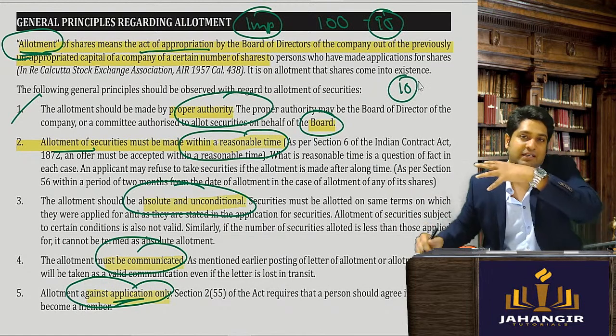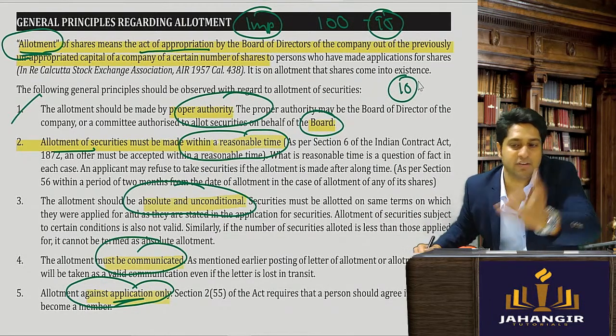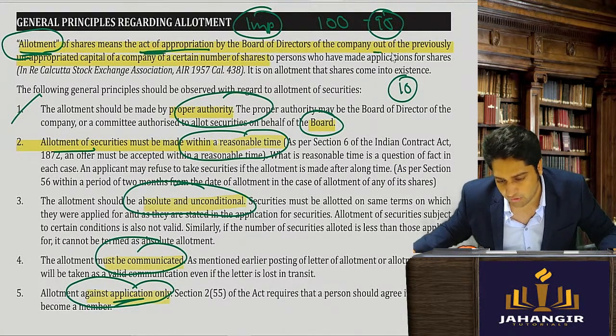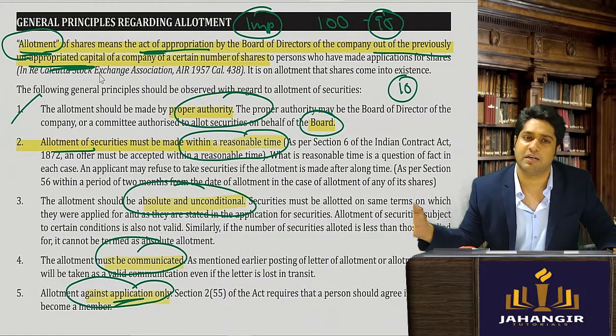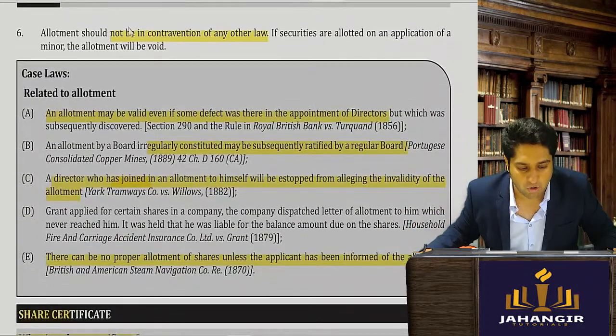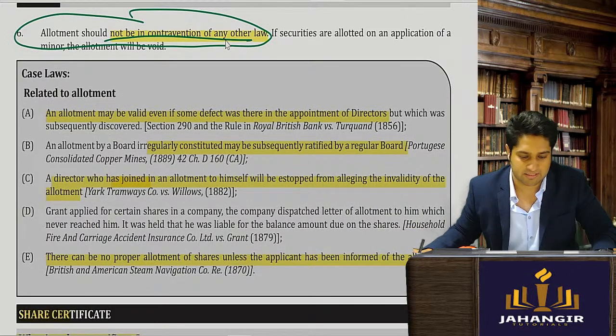So from the 100, 10 which they have not yet given, they are giving again. So it's an act of appropriation out of the previously unappropriated capital. So till now, because allotment is fresh issue only, earlier they must not have issued. Allotment should not be in contravention of any law.